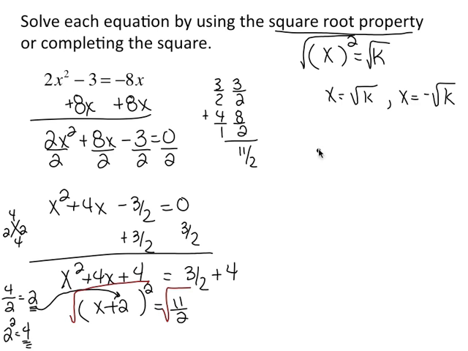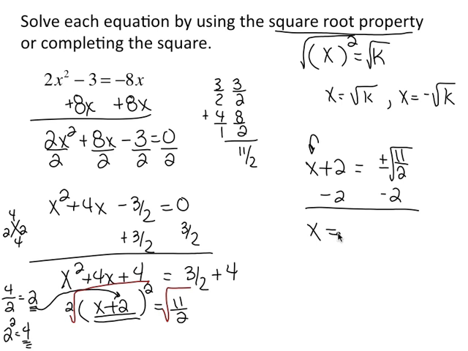and I end up with x plus 2 on the left-hand side. When we take the square root of something that's squared, we undo what's being done, so we're just left with what's inside the radical. And then that's equal to plus or minus, because we have the principal and the negative root, the square root of 11/2. Now I want x by itself, so I'm going to subtract 2 from both sides. So we get x is equal to negative 2 plus or minus the square root of 11/2.